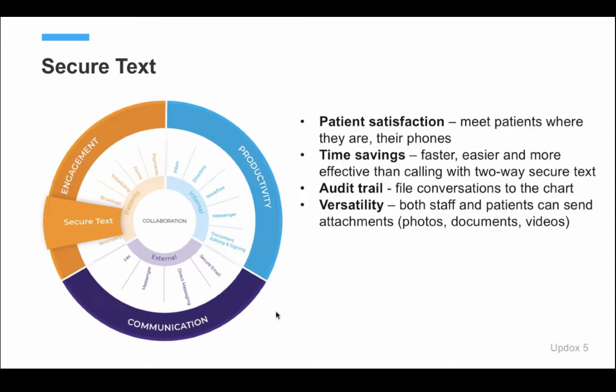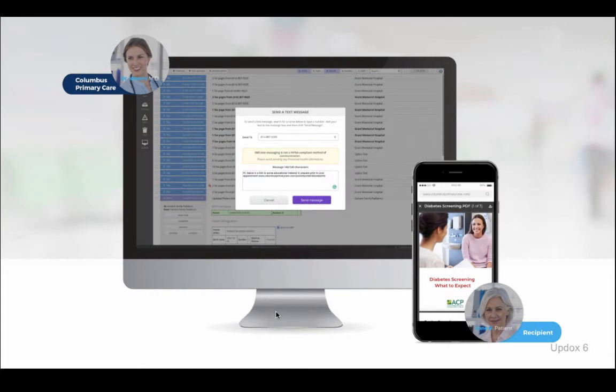So how does secure texting work? Super simple. You'll have a text message button right at the top left corner of your inbox inside of Updox where you're already used to working. So you'll click that button. You'll type in the patient's name that you're sending to, and we'll search the address book and show you the patient names. Once you've selected your patient, you would just key in your message, and then it's easy as hitting the send button.